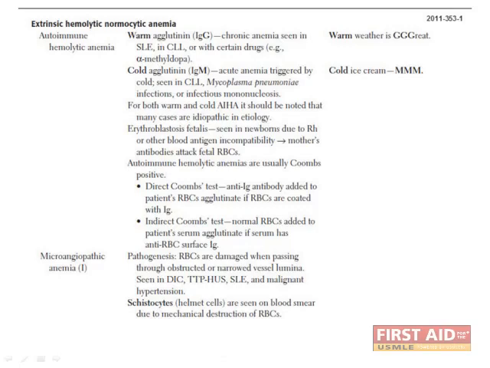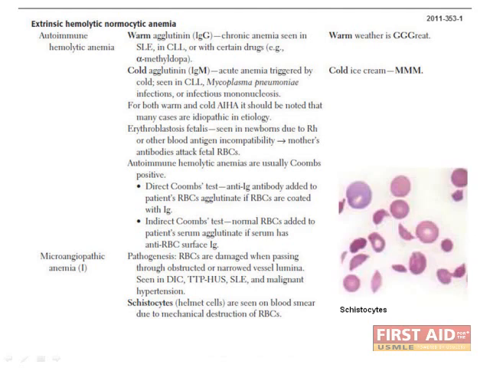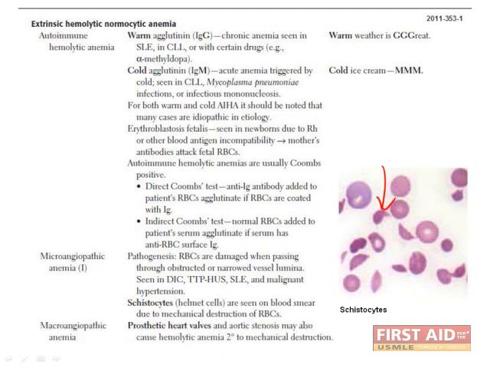Microangiopathic anemias are caused by obstructed or narrowed vessel lumina that shear red blood cells. There are several etiologies: disseminated intravascular coagulation, or DIC, thrombotic thrombocytopenic purpura, or TTP, hemolytic uremic syndrome, lupus, and malignant hypertension. The key finding is the helmet cell, or schistocyte, on peripheral smear. As you can see, these cells look like they've been knocked around, or banged up.